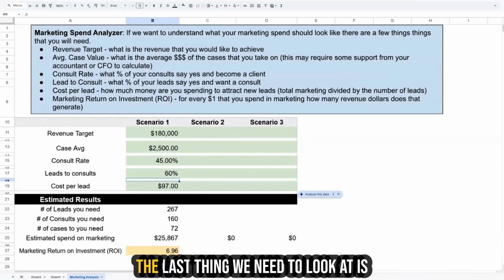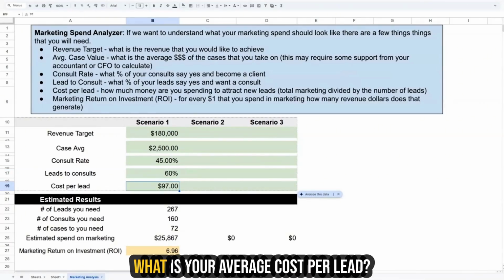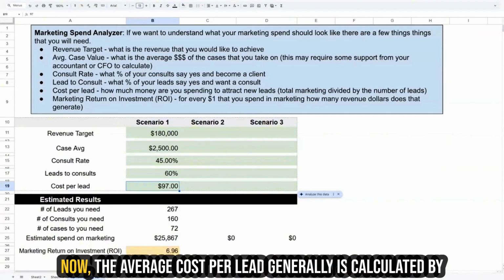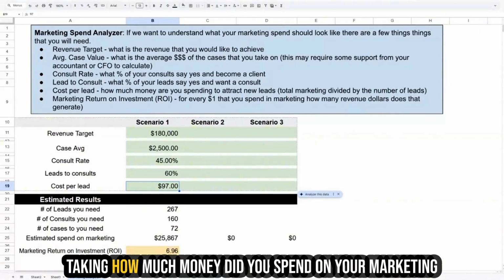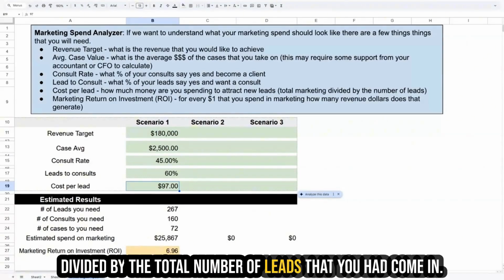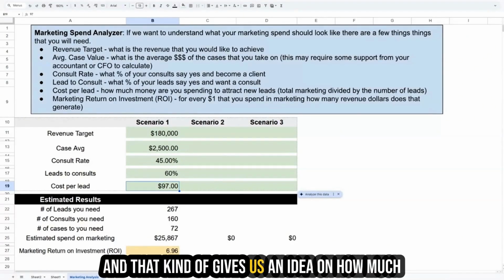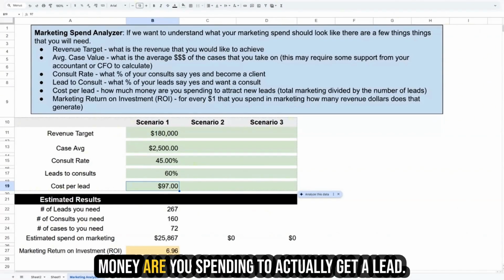Now, the last thing we need to look at is, what is your average cost per lead? The average cost per lead generally is calculated by taking how much money you spent on your marketing divided by the total number of leads that came in. That gives us an idea of how much money you are spending to actually get a lead.